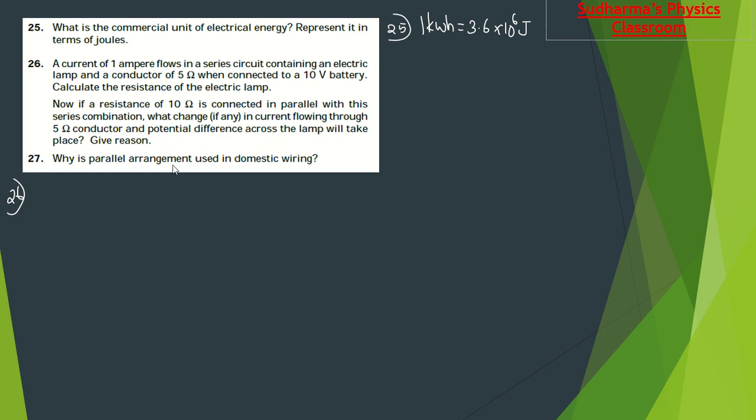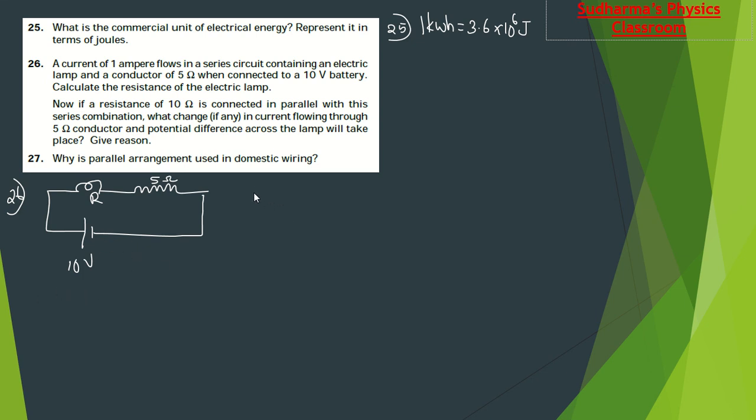Okay. So a current of 1 ampere flows in a series circuit containing an electric lamp. So lamp, how do you represent? This is the electric lamp. And a conductor of 5 ohm can be represented by a resistor symbol. It is connected to a 10 volt battery. So this is 10 volt and this is 5 ohm, and the resistance of the lamp can be written as R. Now calculate the resistance of the electric lamp. That is what we have to calculate now.